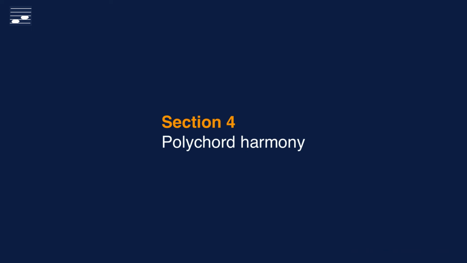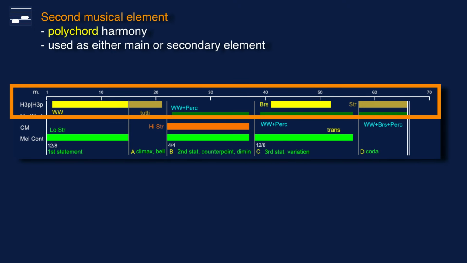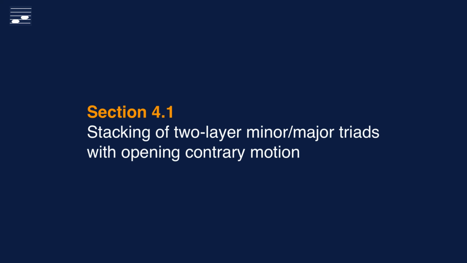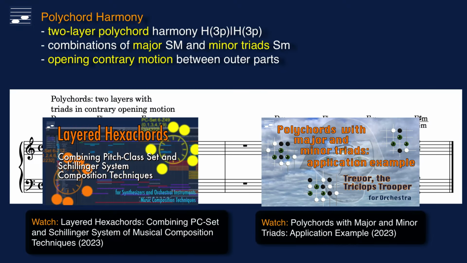We've completed the discussion of the first musical element and now we'll focus on the second source, that is, the polychord harmony used in 4 of the 5 sections in the orchestral continuity. On the channel you may find a number of tutorials on the use of polychords. These 2 videos are a good starting point.